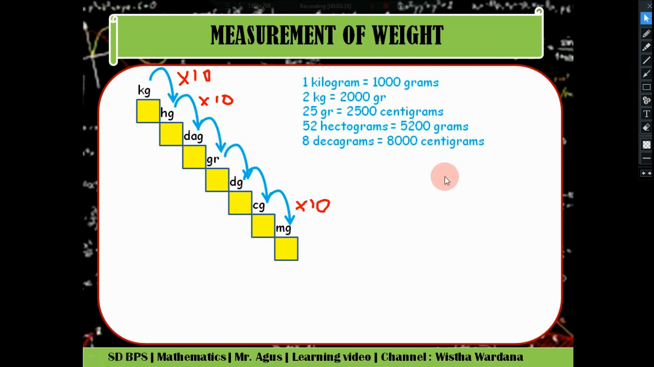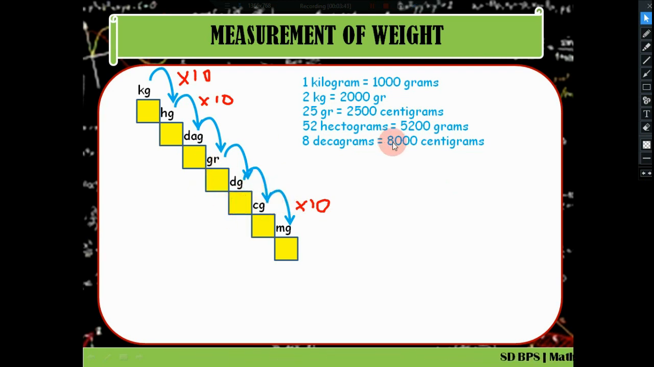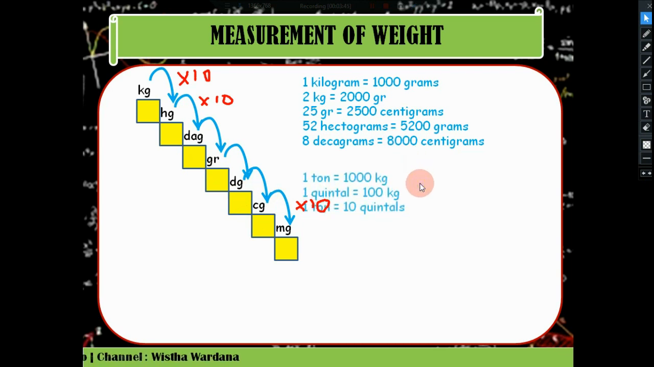And if you want to change from the centigram to decigram or gram, you have to divide the measure by 10.